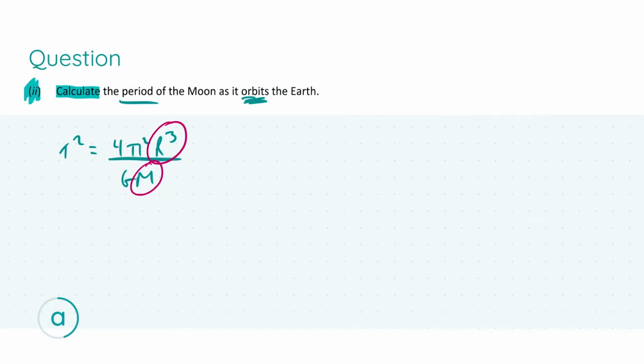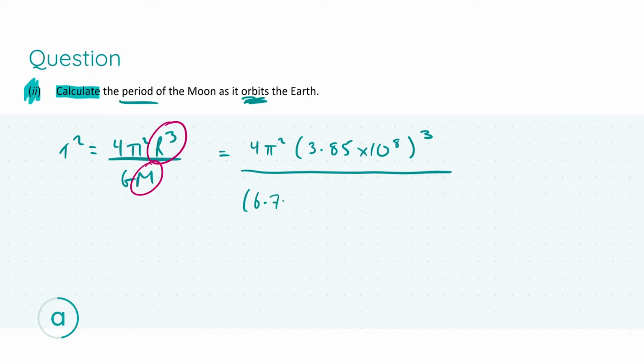Now all we have to do is substitute in what we know. So we're going to have 4 pi squared and then r cubed. We said that r is going to be 3.85 by 10 to the 8. And that all has to be cubed, all divided by G times M. G here is Newton's gravitational constant given to us in the constant section of your log tables, and it is 6.7 by 10 to the minus 11. And finally, we're going to have M here being the mass of the Earth, which is given to us as 6.0, or just 6, times 10 to the power of 24.